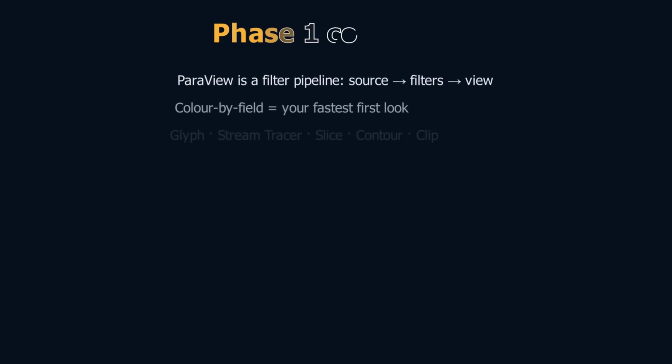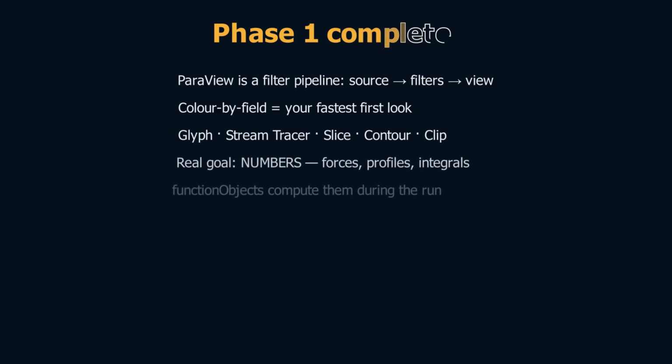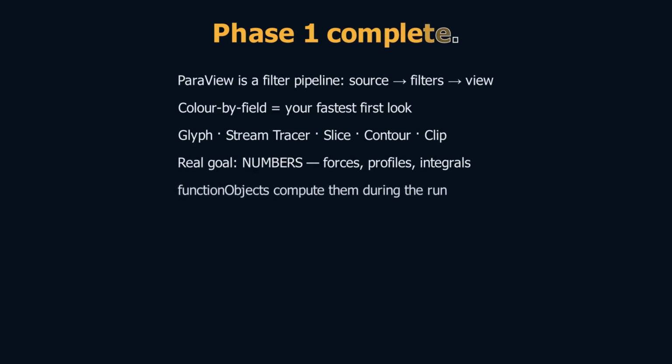And that's the complete workflow. You can now mesh, set boundary conditions, choose schemes and solvers, run and monitor, and extract real numbers from the result. That's Phase 1, the entire practical loop of OpenFOAM.